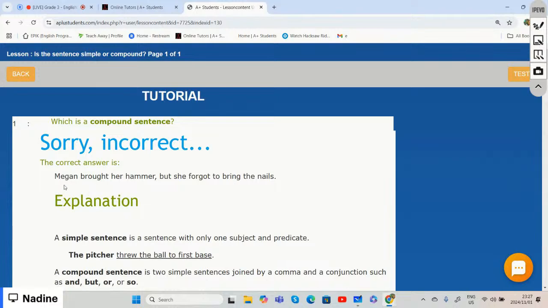It says, Megan brought her hammer, but she forgot to bring the nails. If we look at that sentence, is that a simple sentence or is that a compound sentence? What type of sentence is that? A simple sentence or a compound sentence?